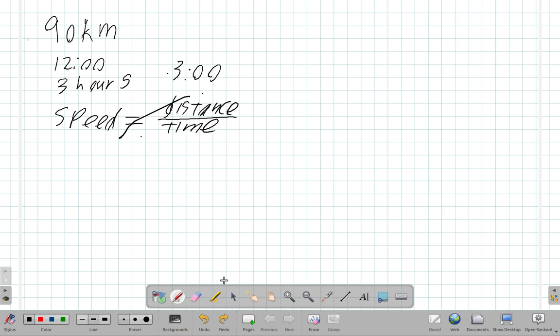The question is, what is your average speed at this time? If at 12 o'clock you're in Ocho Rios, then at 3 o'clock you're in Kingston, then the distance is 90 kilometers and your time is 3 hours. So your average speed is 90 divided by 3, 30 kilometers per hour. Alright? So you travel at 30 kilometers per hour.